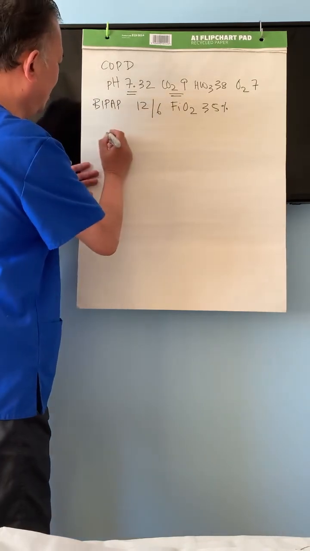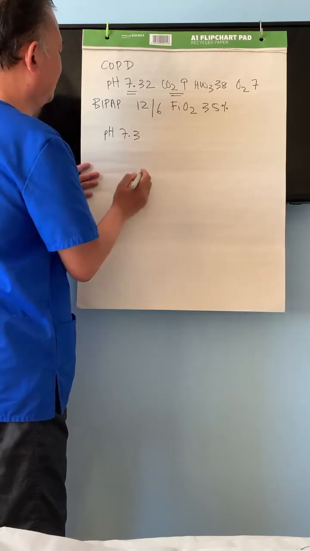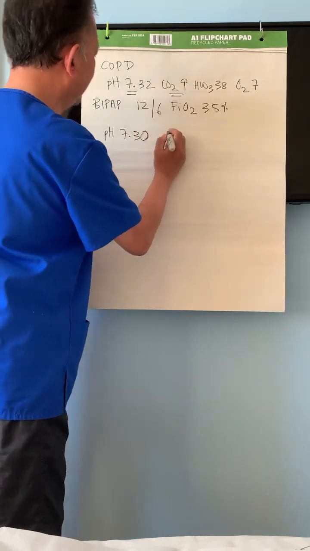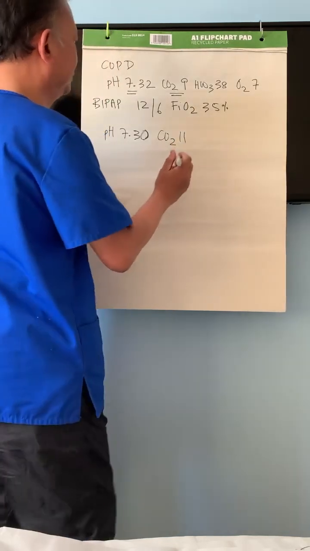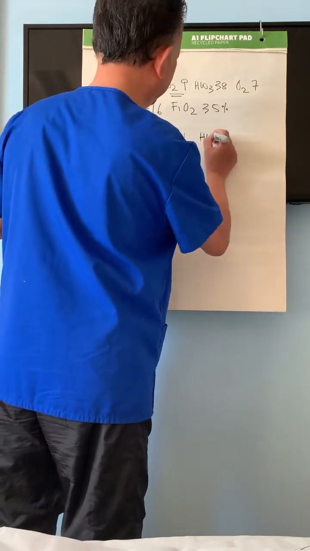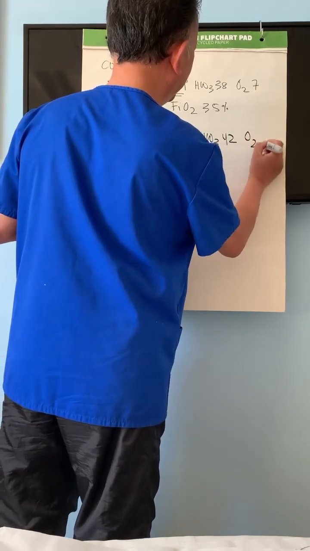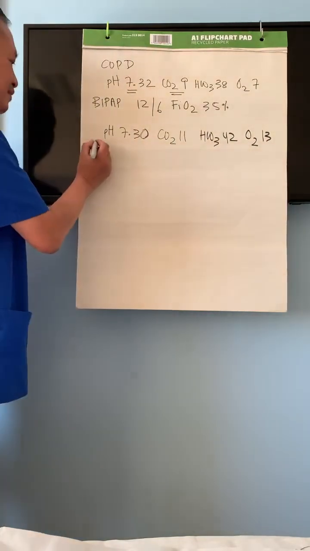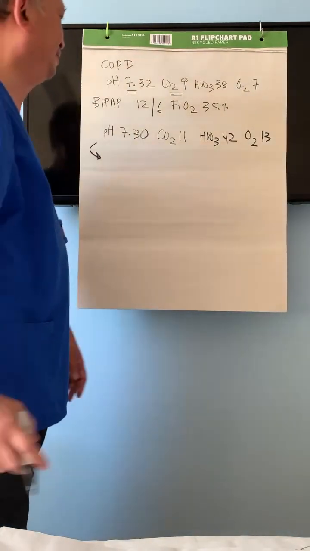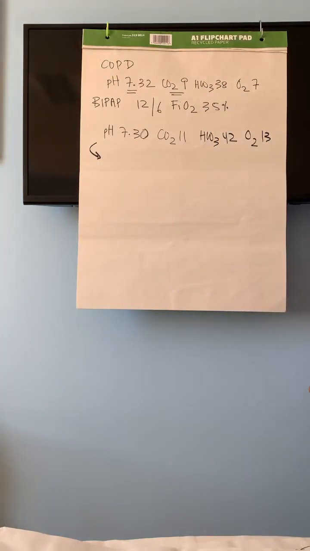Okay. Result is pH 7.30. CO2 11. Bicarb 42. Oxygen 13. Could you please tell me the setting of how I'm going to adjust? Now increase the BiPAP to like, I think.